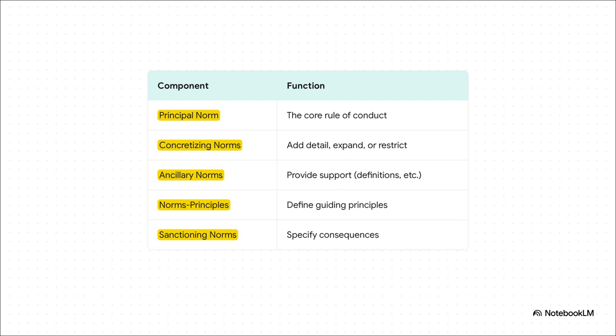You have the principal norm, that's the core rule. Concretizing norms add the detail. Ancillary norms provide support, like definitions. Norms principles set the guiding philosophy, and sanctioning norms spell out the consequences. For example, in a simple traffic law, the principal norm is stop at a red light. A concretizing norm might be except for emergency vehicles. An ancillary norm defines what a vehicle is, and the sanctioning norm is the fine for running the light. You see? They all work together in one elegant construction.